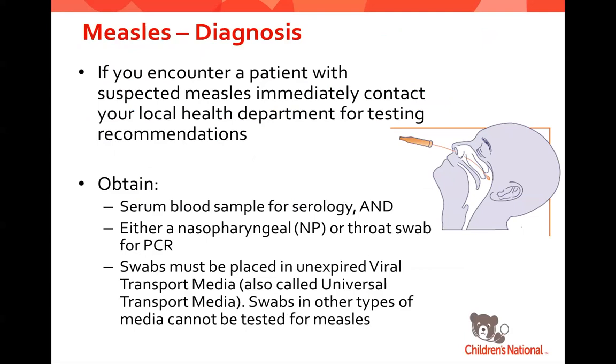Typically, though, what we want to do is to obtain serum blood samples for serology for measles, IgG, and IgM, and either a nasopharyngeal, so NP, or a throat swab for PCR. A nasopharyngeal swab is greatly preferred, but a throat swab will be accepted for testing, but again, the NP swab is greatly preferred.